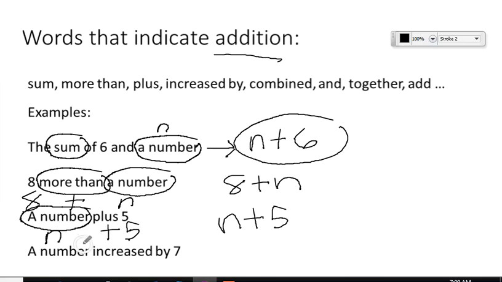Okay, let's look at the next one. A number, so we're going to make that n, increased by, we know that means addition, and then we have 7. A number increased by 7. So easy, right? So far, so good.